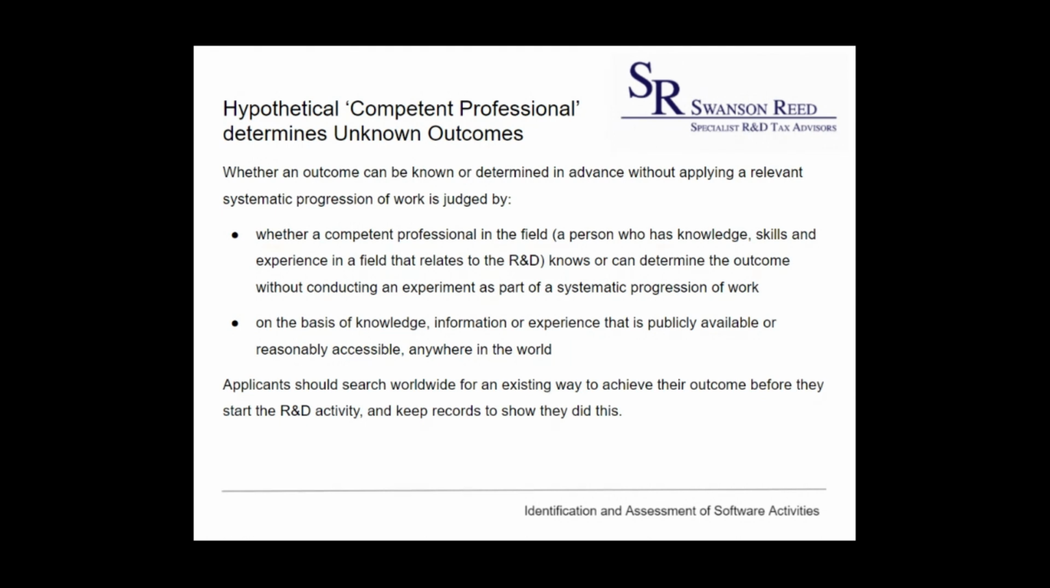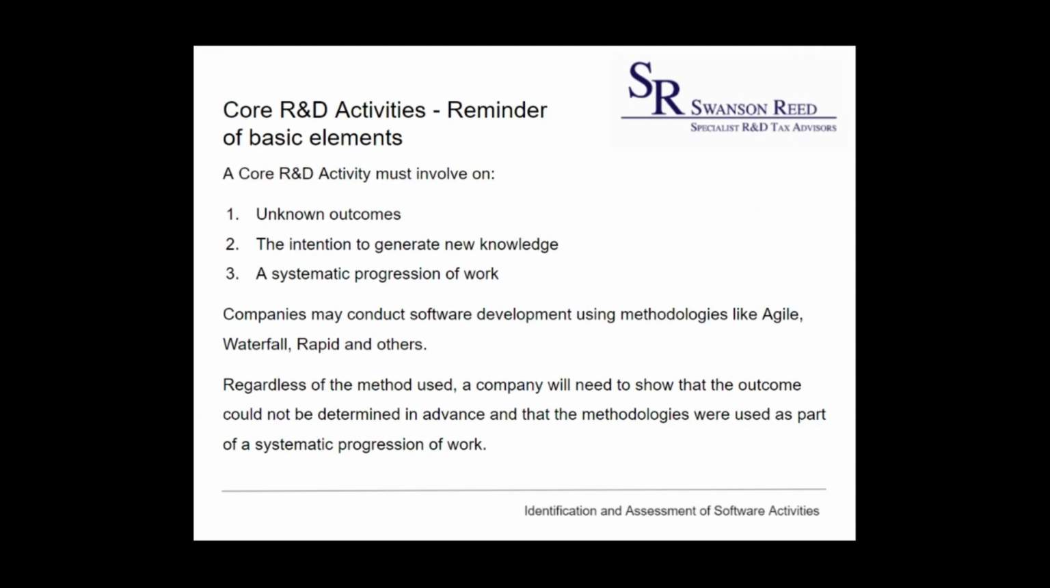A core R&D activity will need to show that such a competent professional could not have determined the outcome in advance without applying a systematic progression of work that is based on principles of established science. In further breaking down the principles within recent AusIndustry guidance documents, a core R&D activity must involve unknown outcomes, the intention to generate new knowledge, and a systematic progression of work.